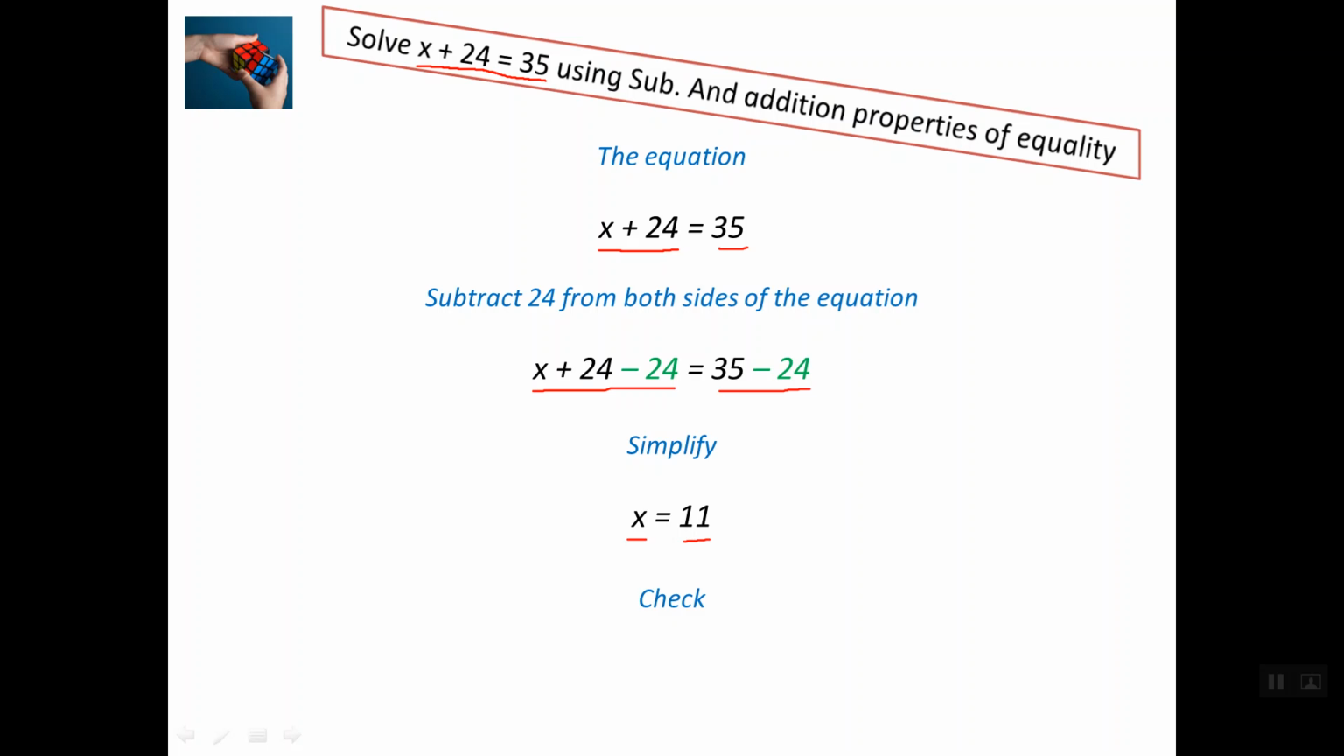We can check this solution. Checking means that if we substitute x equal 11 in the main equation, the equation remains true and balanced. So this is the equation. Now we substitute x with 11. The left side is 11 plus 24, and the right side is 35. We need to verify whether this statement is true or false. If we add the left side, 11 plus 24, we have 35, and the right side is 35. So we have a true statement, a true equation, a balanced equation. So we conclude that x equal 11 is a solution for the equation x plus 24 equal 35.